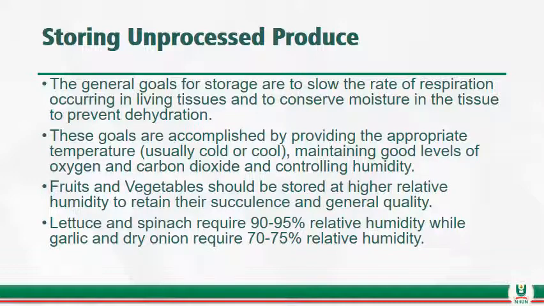Also, it's important to note that there are general goals for storage, and the first goal is to slow down the rate of respiration, because if the respiration is high, then that produce will get spoiled faster. So you want to slow down the rate of respiration that is occurring in the living tissues of the produce, and you also want to conserve the moisture of these tissues to prevent dehydration.